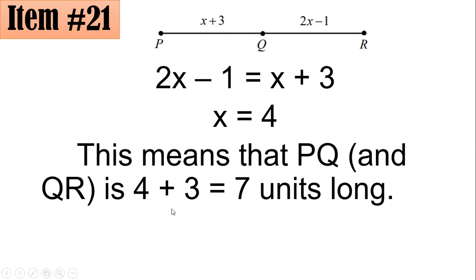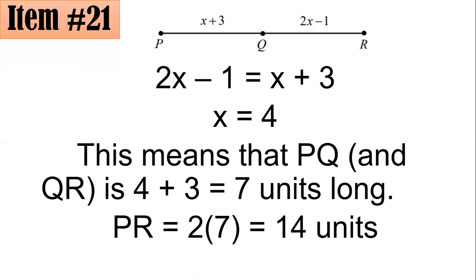In fact, the 4 plus 3 here is this x plus 3. That's your PQ. And if you wish, if you substitute it to QR, that is 2 times 4. That's 8 minus 1. It's still 7. So PQ and QR are both 7. And by the segment addition postulate, it is simply 2 times 7 or 7 plus 7, which is 14 units long. So PR is 14 units. Letter D.